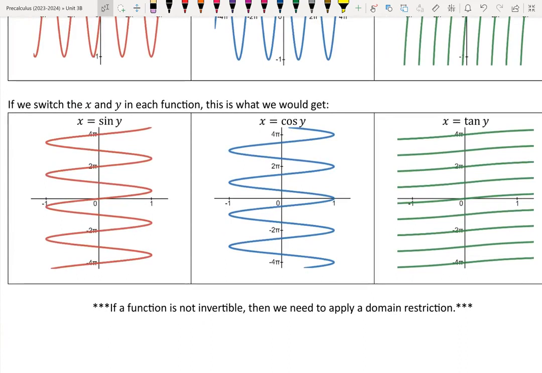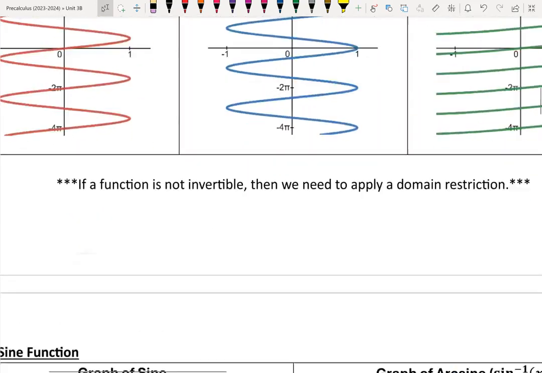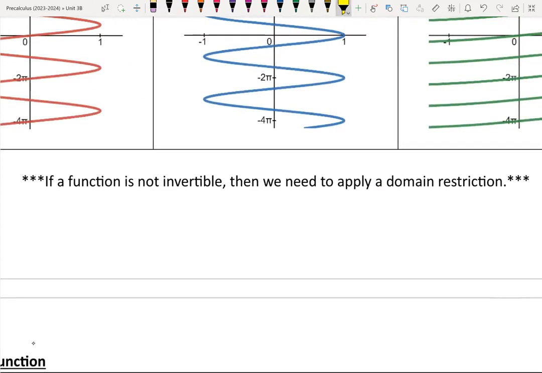So back when we looked at things being invertible or not invertible, we said if a function is not invertible, then we need to apply a domain restriction. And that's what we're going to concern ourselves with for the rest of the day: what are the restrictions put on sine inverse, cosine inverse, and tangent inverse? What are the different domain restrictions?